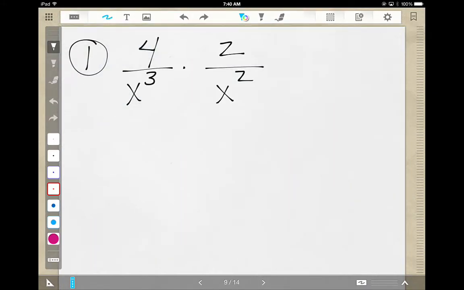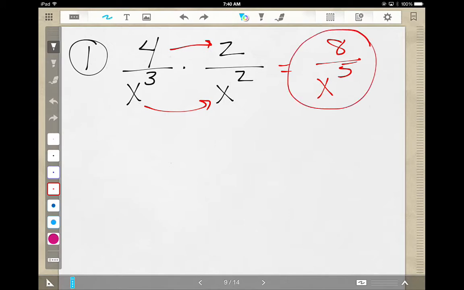So here's a very simple example. Number 1. If you just multiply across, 4 times 2 is 8. And x to the third times x squared is x to the fifth. And now I look at this and I think, could I reduce that? There are no common factors in the numerator or denominator, so that is my multiplied expression.